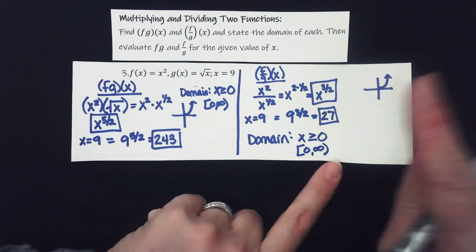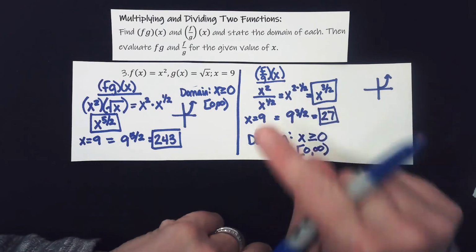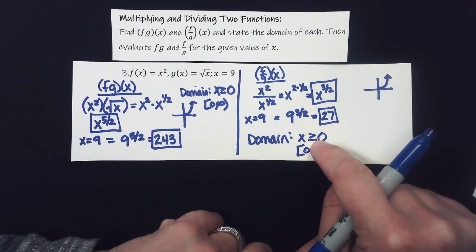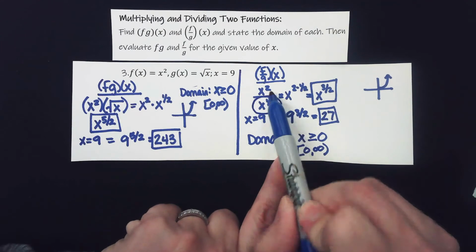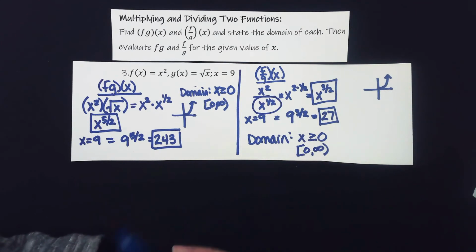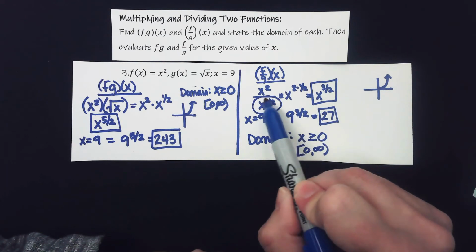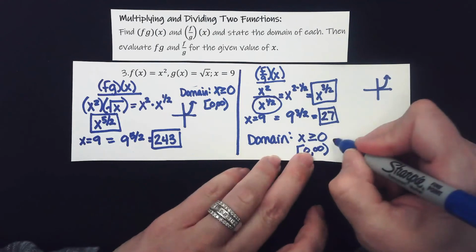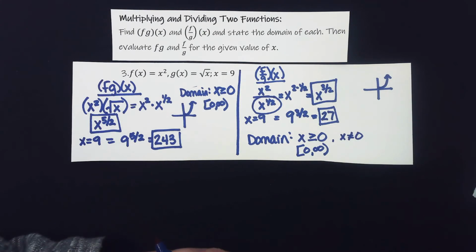Okay, one thing we need to keep in mind, because this is a quotient, is what values x cannot be in the domain. Remember, it can't make that denominator 0. And x being 0 would make this not work. So this is when x cannot equal 0. Okay? Alright, number 4.